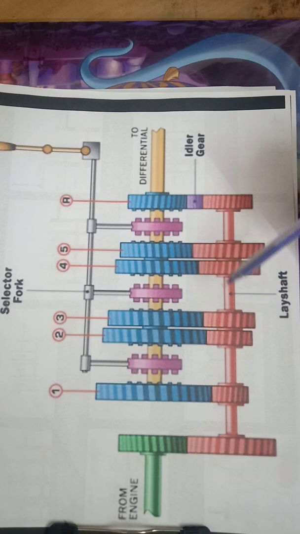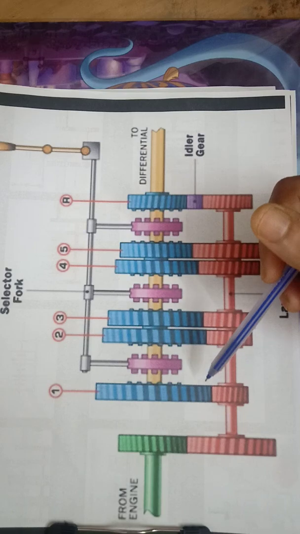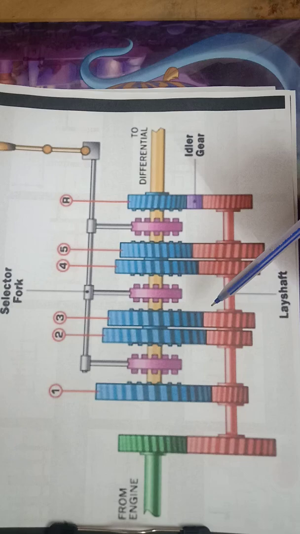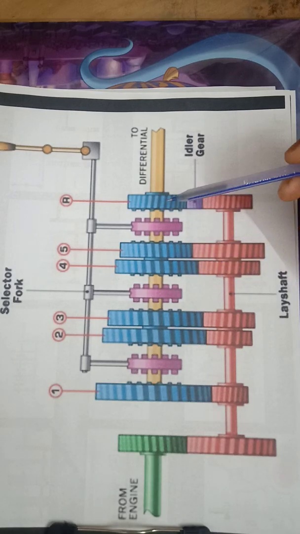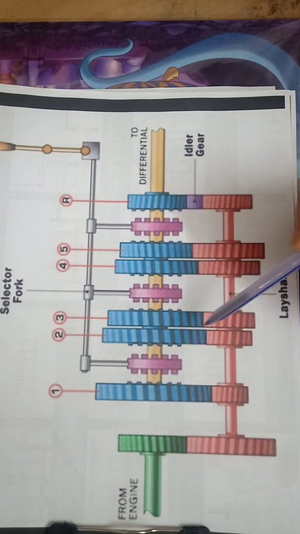In that case, the gearbox provides maximum torque and minimum speed to overcome the inertia of the vehicle. As the vehicle gains speed, the gearbox reduces the torque and increases the speed by varying the gear ratios. At the same time, for reversing the vehicle, the gearbox also provides the reverse gear. So these are the primary functions of the gearbox.